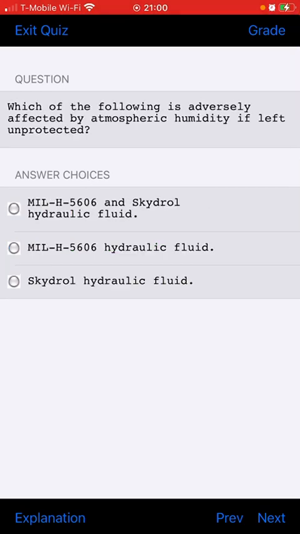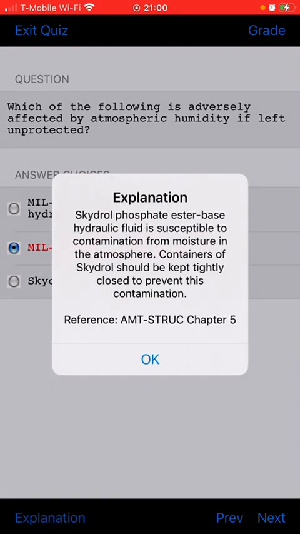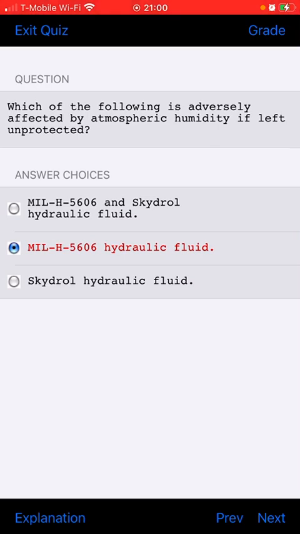Back to the phone. Which of the following is adversely affected by atmospheric humidity if left unprotected? We know Skydrol is not affected if left open, so I'm going to say B. 5606 hydraulic. Wait, what do you mean adversely? Skydrol phosphate ester base hydraulic fluid is susceptible to contamination from moisture in the atmosphere. Containers of Skydrol should be kept tightly closed to prevent contamination. Well, I had it backwards. So there you go. Leave Skydrol closed. It will be messed up by atmospheric contamination.